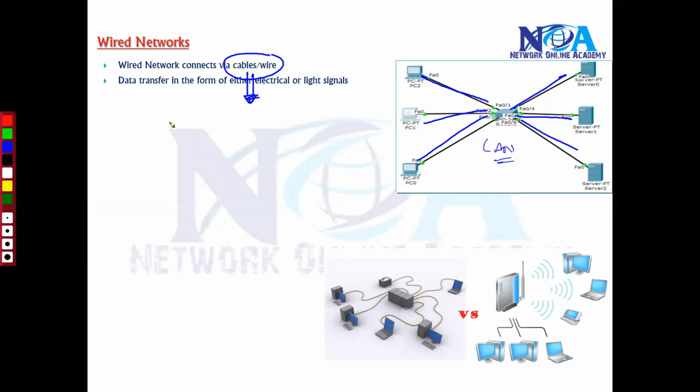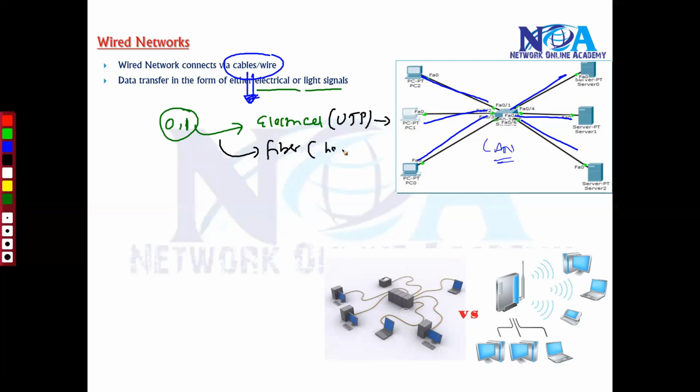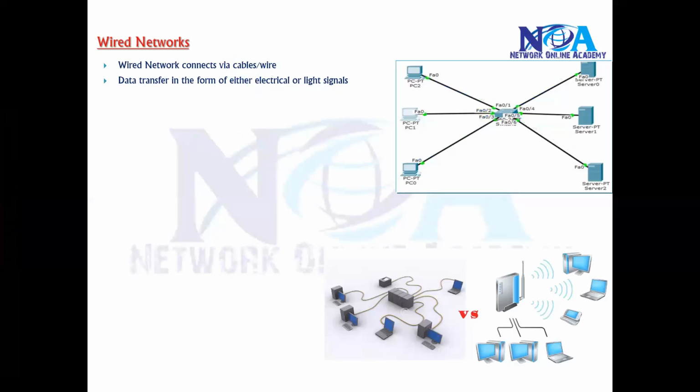And your information, that is nothing but your data, zeros and ones, will be converted into electrical signals or light signals depending upon the type of cable you are using. Like if you're using UTP cables or copper cables, it goes in the form of electrical signals. Again, if you're using fiber cables, now your information will go in the form of light signals. So the wired networks connect the devices between them with the help of some cables, the wire.